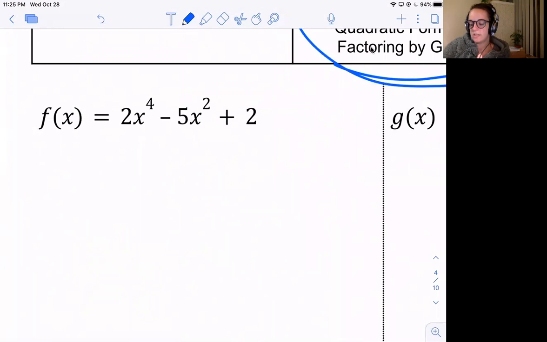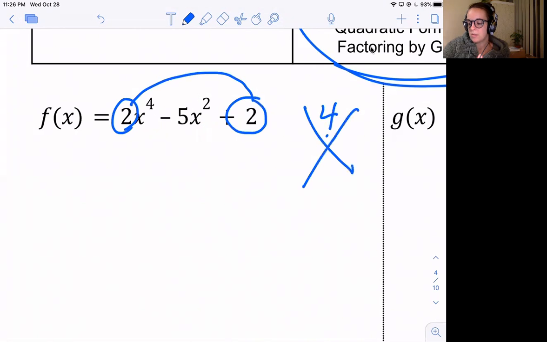So I notice that this is in quadratic form with x to the fourth, x squared, and a number by itself, a constant term. So I am going to use the x factor, or the multiply and add, if you need to. So I'm going to look for GCF. There's not one, so I'm going to start by doing 2 times 2. So that would be 4. So I need numbers that multiply to get 4 and add to get negative 5.